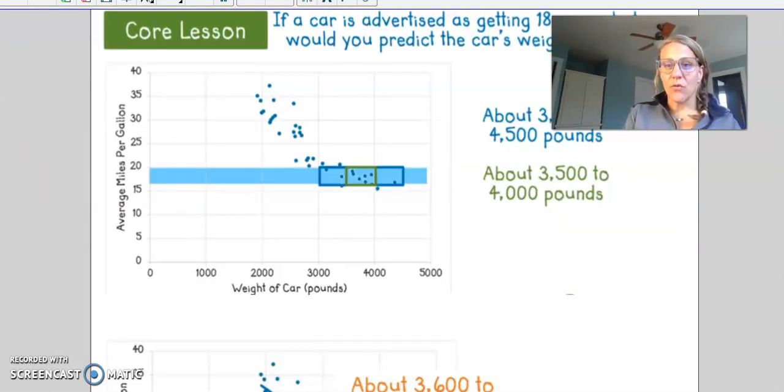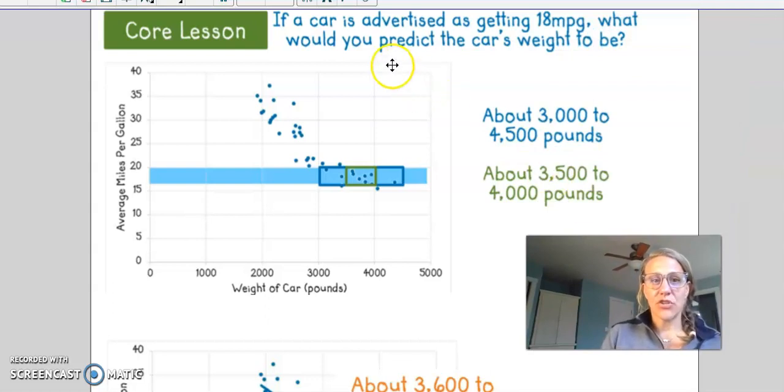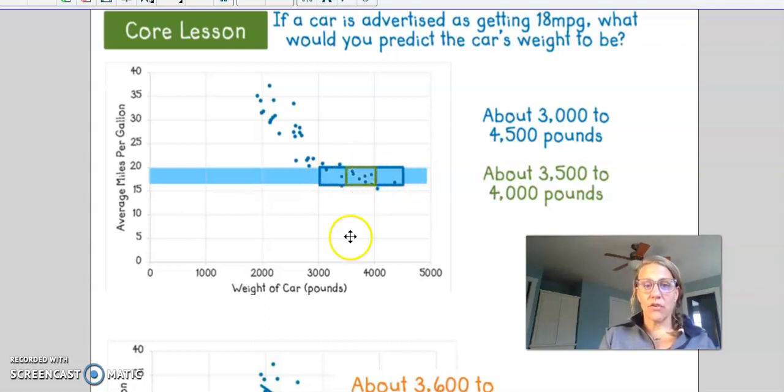Here's another situation if we look at it in the opposite direction. If a car is advertised as getting 18 miles per gallon, what would you predict the car's weight to be? This time the miles per gallon is along the y-axis, so we're highlighting where the 18 is approximately. You'll notice that the weight data ranges from about 3,000 to about 4,500. Now notice the clustering is in this green part, so between 3,500 and 4,000 pounds.